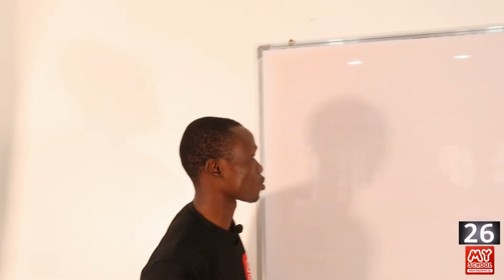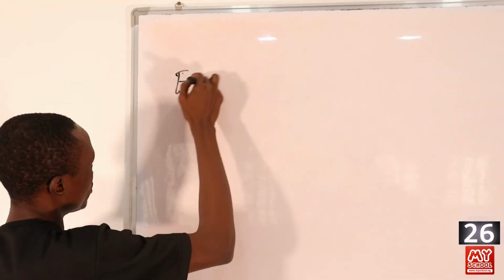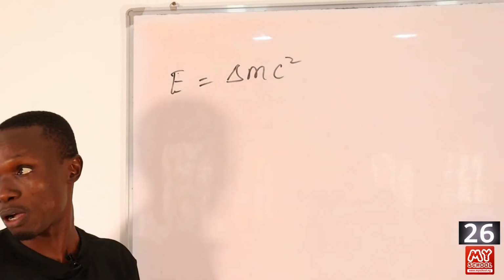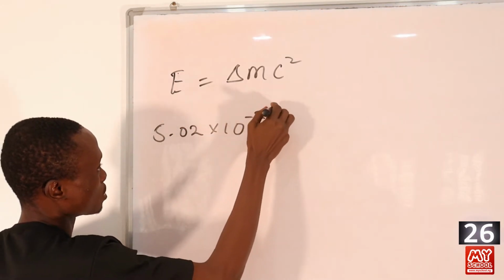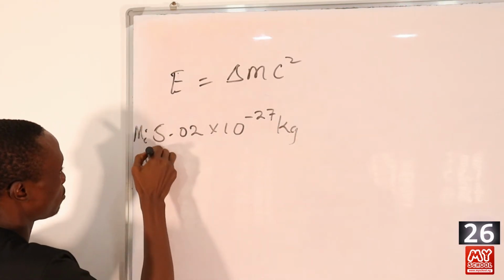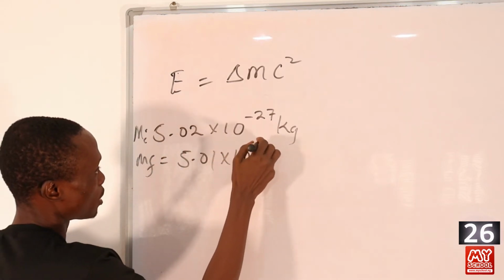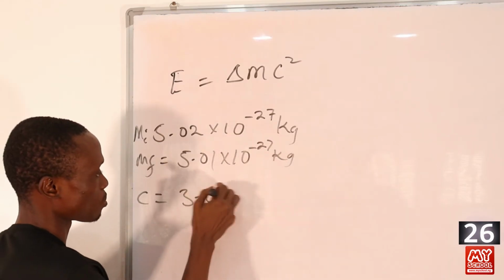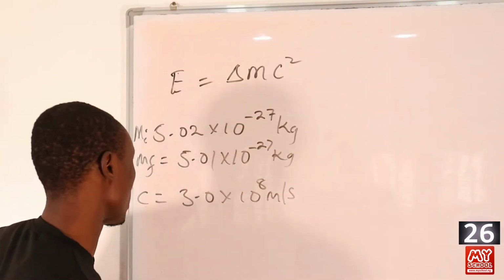So to solve this question, we are going to be using Einstein's energy and mass relationship. E is equal to change in m, c squared. In the question we are given the initial mass, mi, to be equal to 5.02 times 10 raised to power minus 27 kg, and the final mass, mf, to be equal to 5.01 times 10 raised to power minus 27 kg. And we are asked to take speed to be equal to 3.0 times 10 raised to power 8 meters per second. So those are the parameters that are given to us in the question.